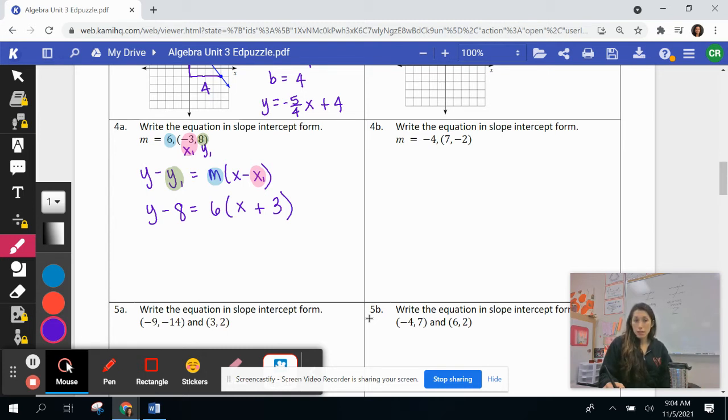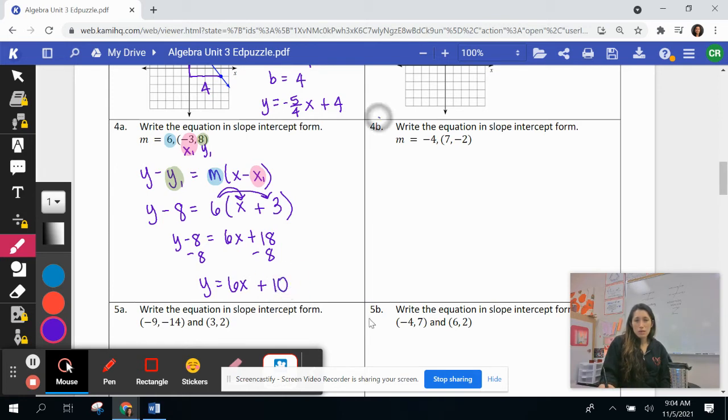Now we're going to convert it into slope-intercept. So I'm going to go ahead and distribute. That's going to give us y minus 8 equals 6x plus... 6 times x is 6x. 6 times 3 is 18. And then our last step is to add 8 on both sides. We want to isolate the y. We want to say y equals. So now we've got y equals 6x plus 10.